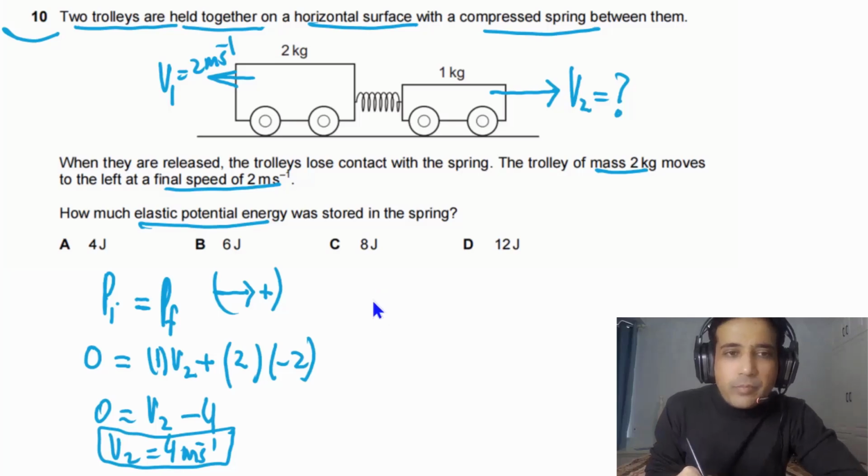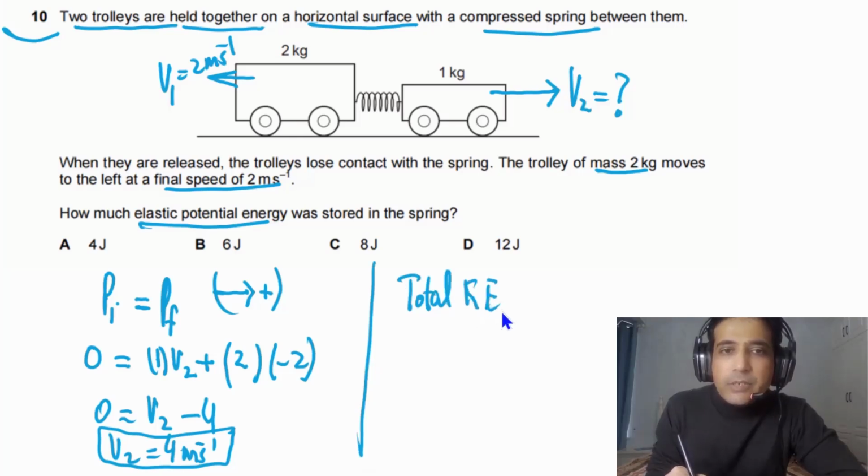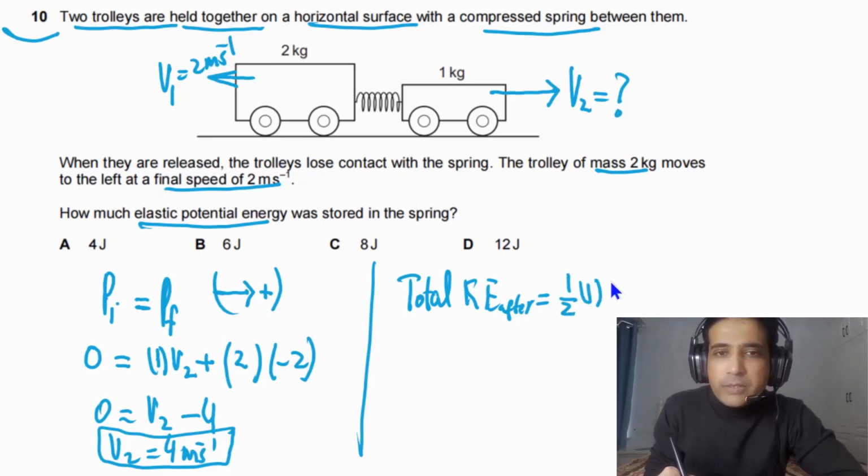Now we can calculate the total kinetic energy. So we can say total KE after, total kinetic energy, will be equal to 1/2 m, the mass of this one. We have 1 kg, and the speed of this one is 4, so we have 4 squared, plus the kinetic energy of this trolley. We have mass that is 2 kg and the speed is also 2.